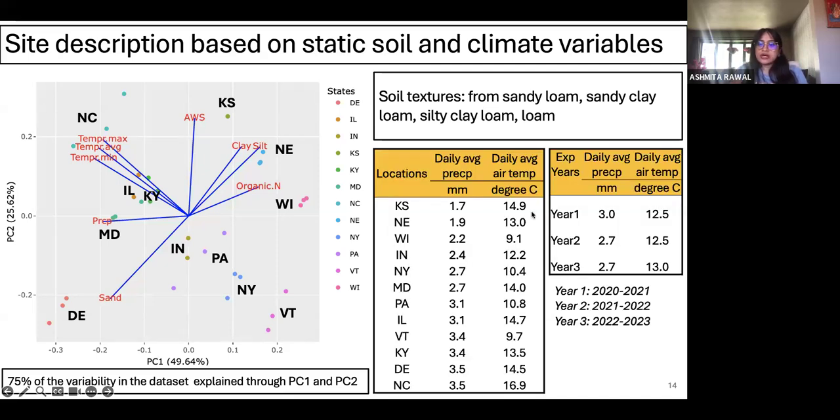And I also wanted to show the daily average precipitation and temperature for our locations. This is for just the three experimental years. The precipitation ranged from 1.7 millimeters to about 3.5, and temperature ranged from 9.9 to 17 degrees Celsius. And all 3 years were almost similar in terms of their daily average precipitation and daily average air temperature.